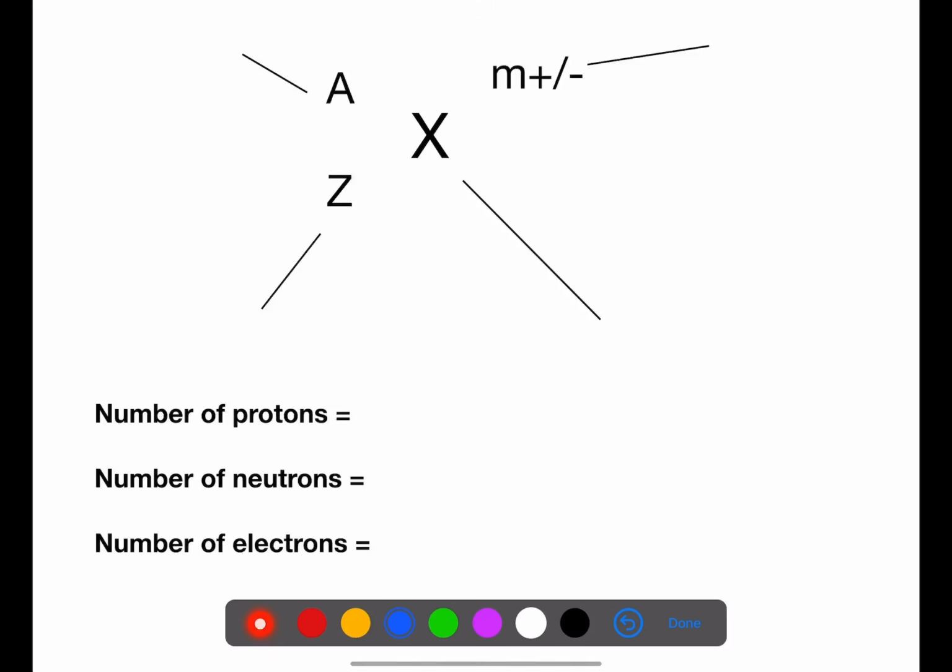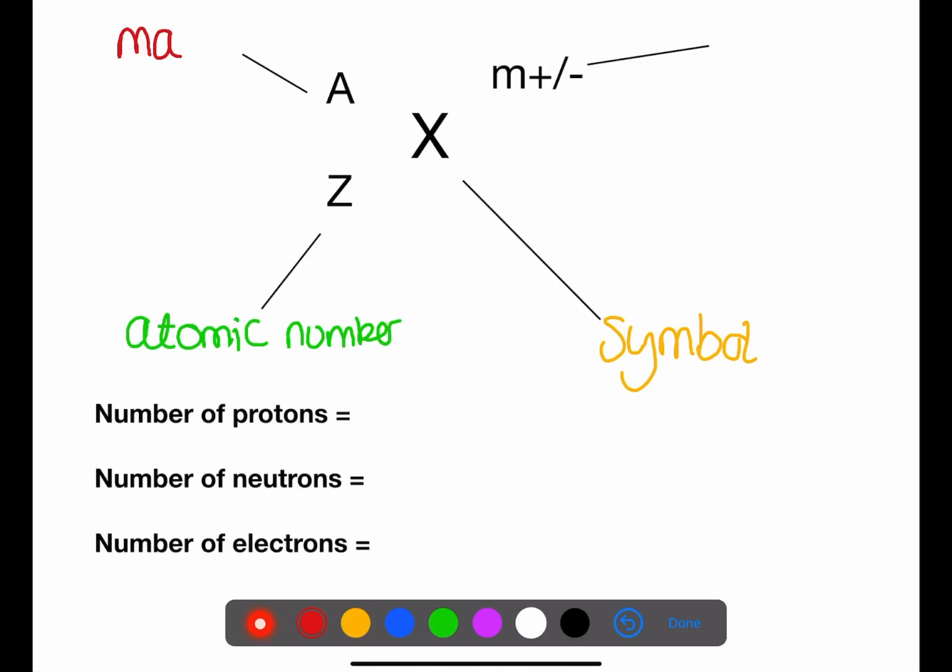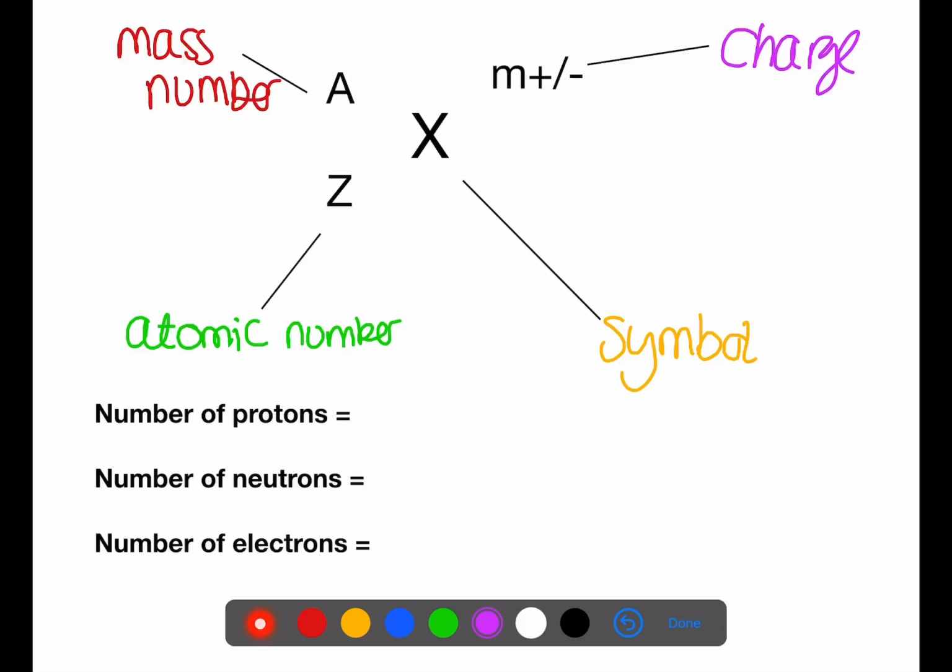Nuclide notation is a shorthand way to represent atoms and the subatomic particles that are present. It has 4 parts to it. The first part is the symbol, which we can get from the periodic table. We then have the atomic number, the mass number, and finally the charge. We can use this information to allow us to calculate the number of protons, neutrons and electrons present in a particle.